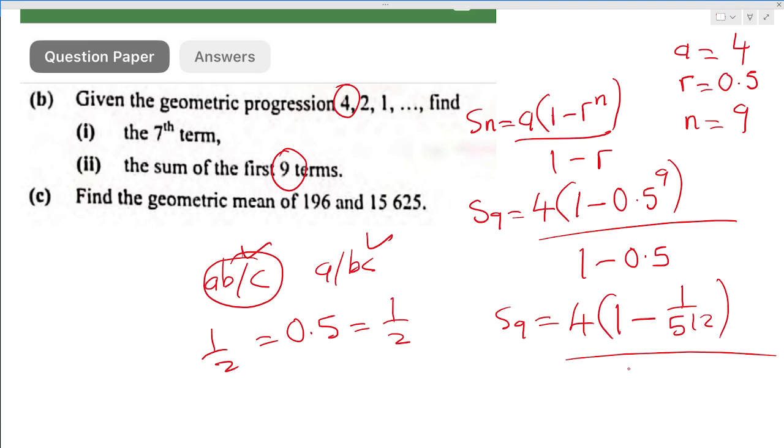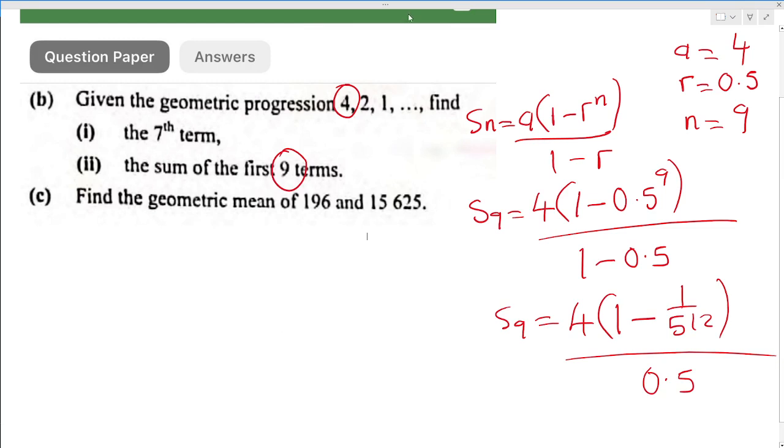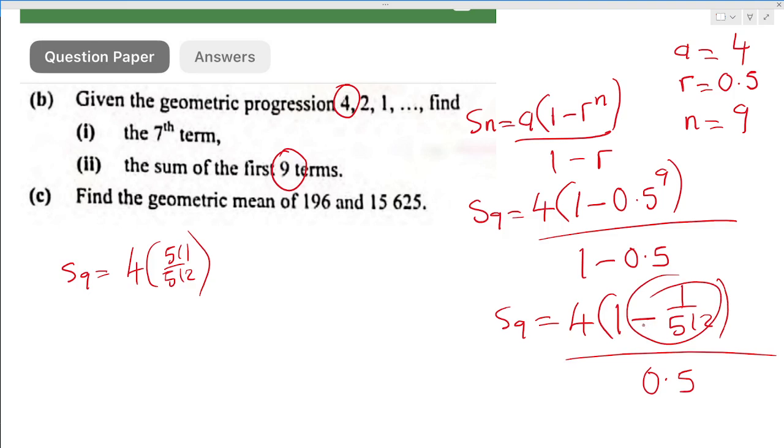Okay, then down here 1 minus 0.5 is going to give us 0.5. Okay, let's push it to the left. Let's create space here. So here 1 minus that, remember I said the shortcut is just going to be 4 over 511 over 512. Okay, 1 minus this here, it's going to give us that there. And then everything over 0.5.